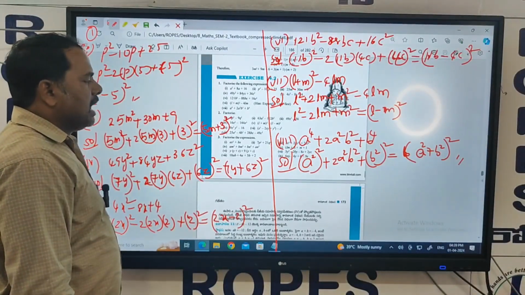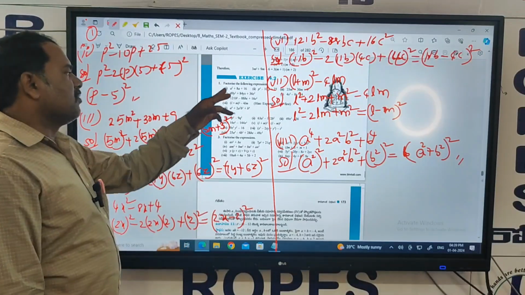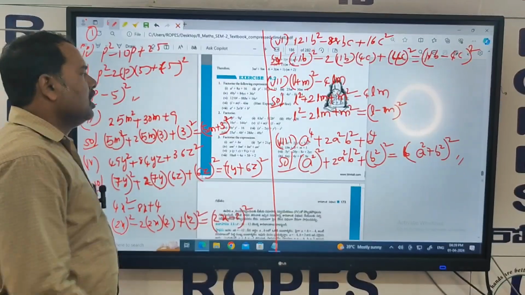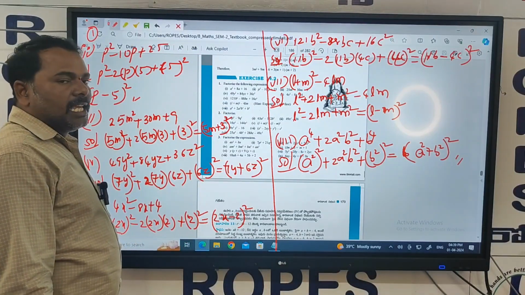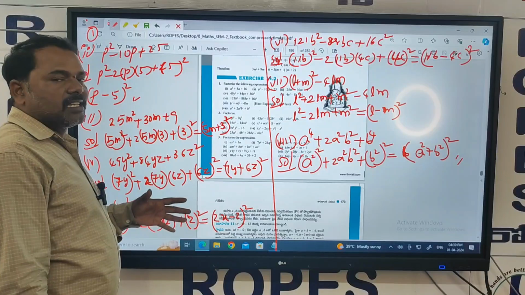Okay, so like this we have to solve the factorization of the given expression. Like this we have to do. So in the first question, all the 8 sub-questions we clearly explained and discussed.